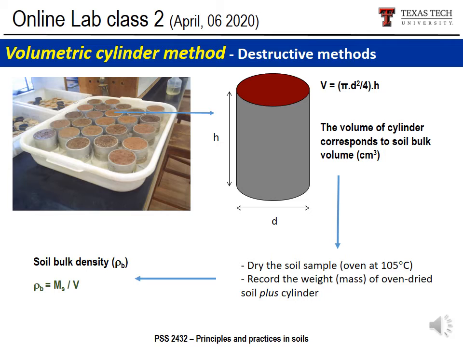Okay, you have all the information you need to determine the soil bulk density. Okay, MS divided by V. Okay, that's it. Easy.